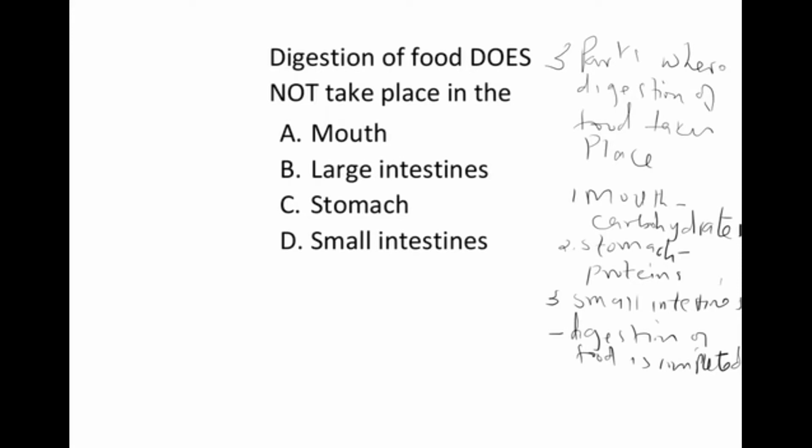So in that case, our answer will be B, the large intestine. And what takes place in the large intestine? It is the absorption of water and mineral salts. So the digestion of food takes place in the mouth, stomach, and small intestine, but does not take place in the large intestine. What takes place there is the absorption of water and mineral salts.